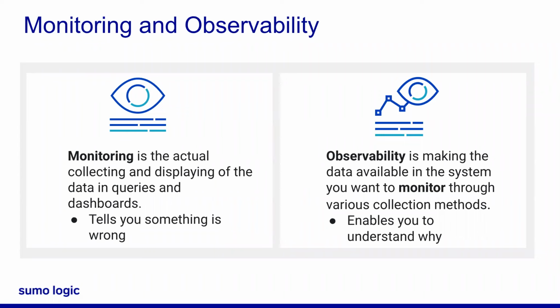Observability goes beyond monitoring by bringing together the logs, the metrics, and the traces to give us a broader view and a deeper context. Knowing something is wrong and being able to find out why. And it's that why that is critical. I was going to say more critical, but it's critical.